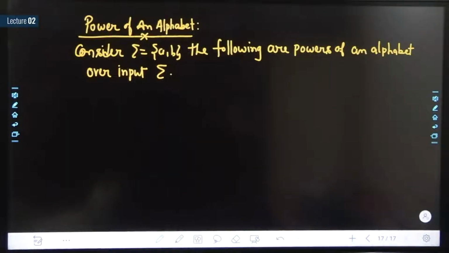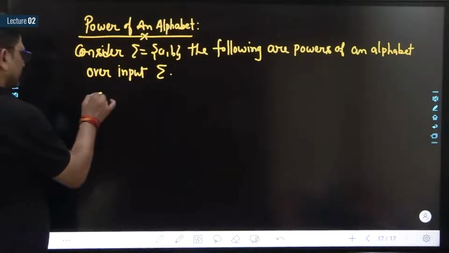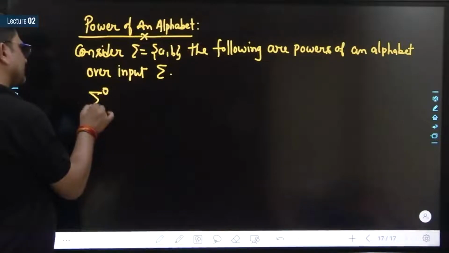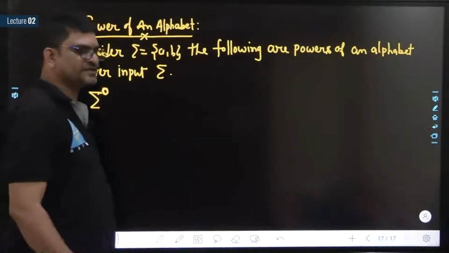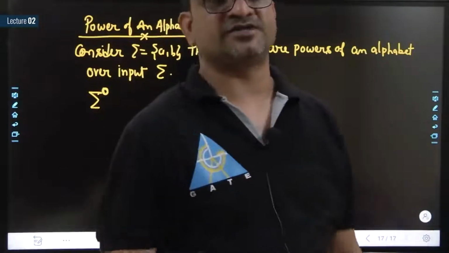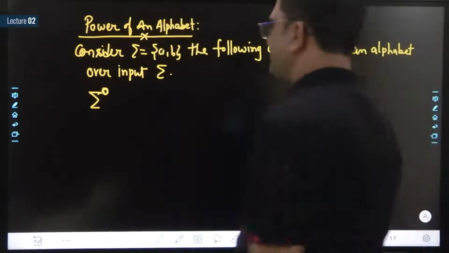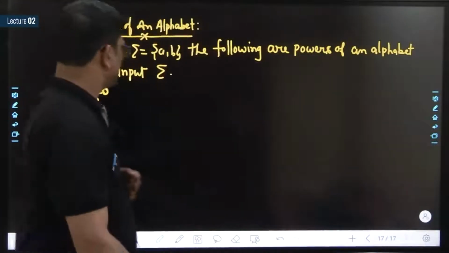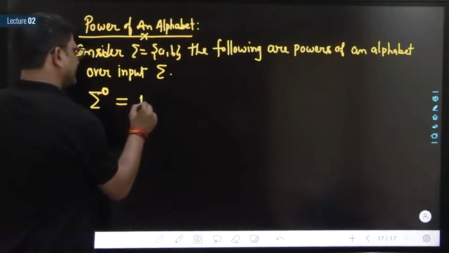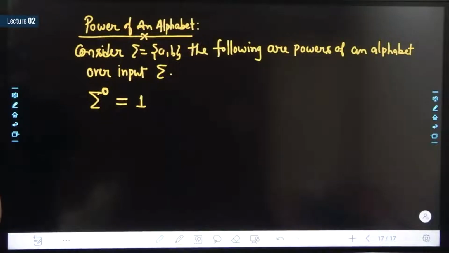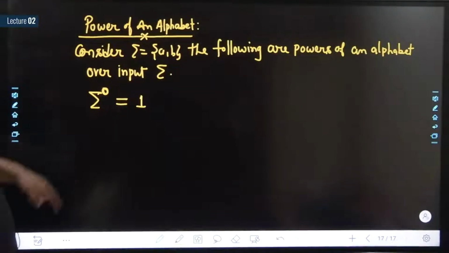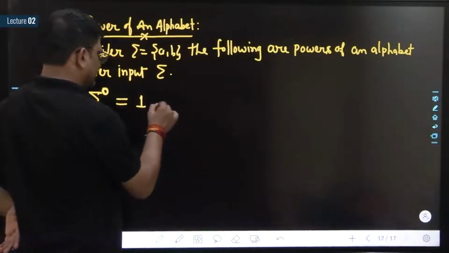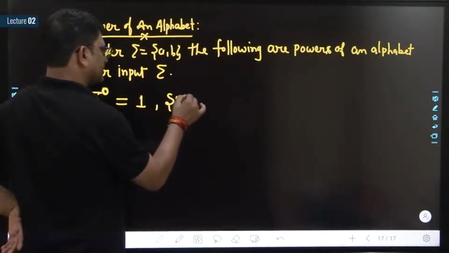What do you mean by this? Suppose power of sigma is 0. It means how many number of strings of length 0? For length 0, only one, which is epsilon.